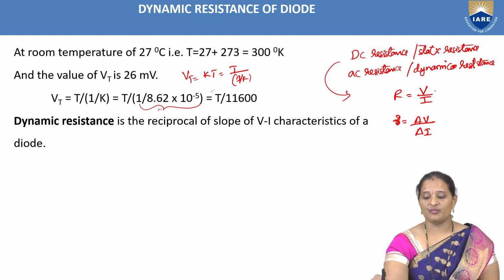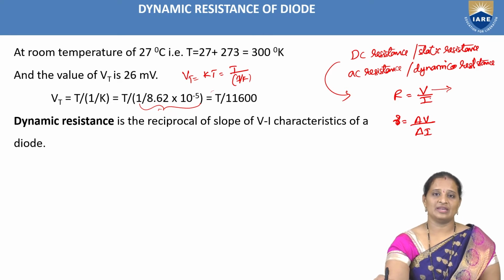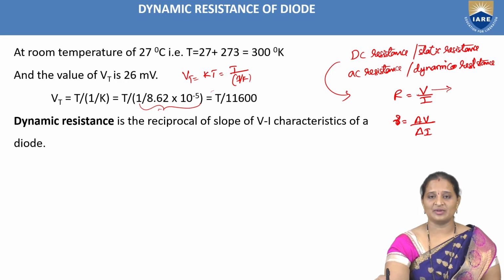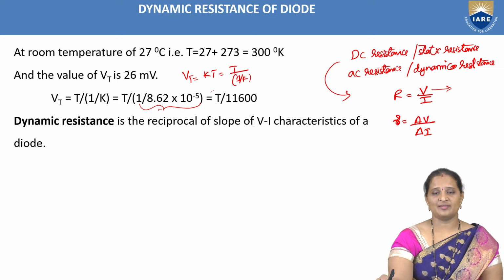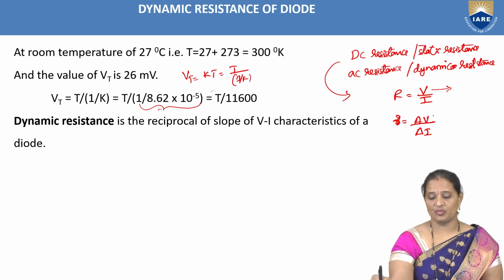That means by considering only one point on the characteristic curve, calculate the respective voltage and current, and the ratio of voltage and current will give you the resistance, which is known as static resistance or DC resistance at that particular point for a diode. And to calculate dynamic resistance, consider 2 points.